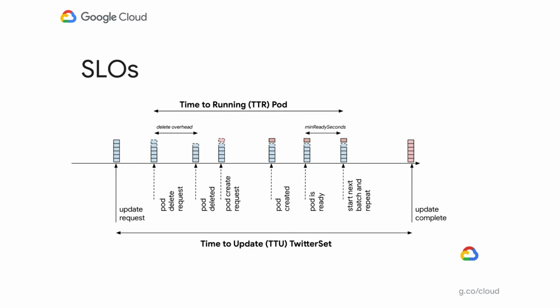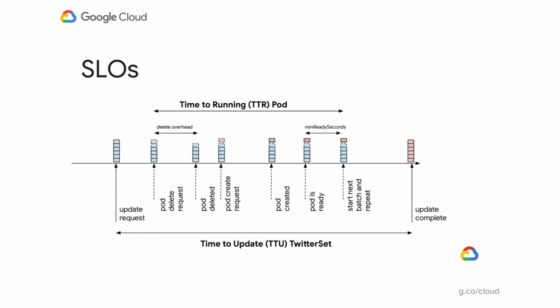I focused here on 2 SLOs that are demonstrated in this diagram. Time to update for a Twitter set, in short we call it TTU, and time to running for a pod, that is called TTR in short. As the name suggests, TTU is the time it takes for a Twitter set to be fully rolled out. This obviously depends on the batch size and the rolling update strategy for the Twitter set. In our test, we set that to be 20% of the size of the workload, which is a common practice among our engineers.